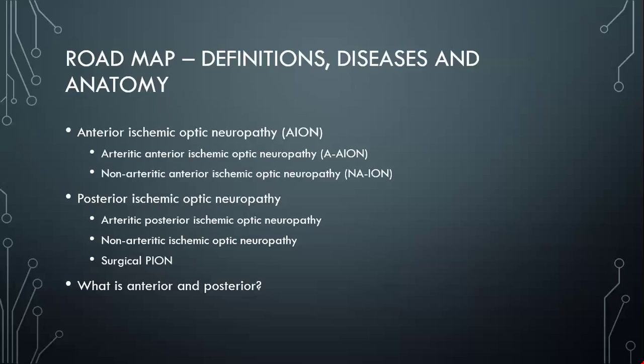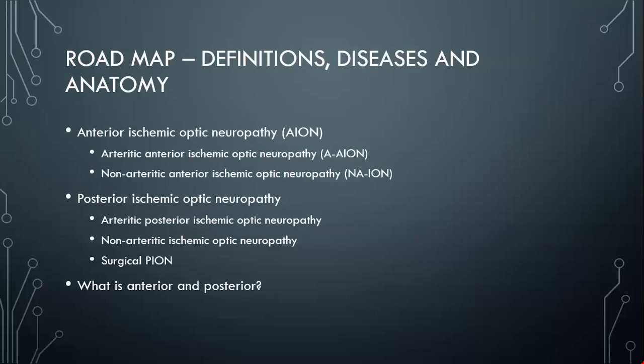So once you make that division, which is based on blood supply, which dictates which part of the optic nerve you're talking about, the second division is made in each group based on whether it's arteritic or non-arteritic. Arteritic refers to a vasculitis. Non-arteritic means it's not a vasculitis, it's something else.